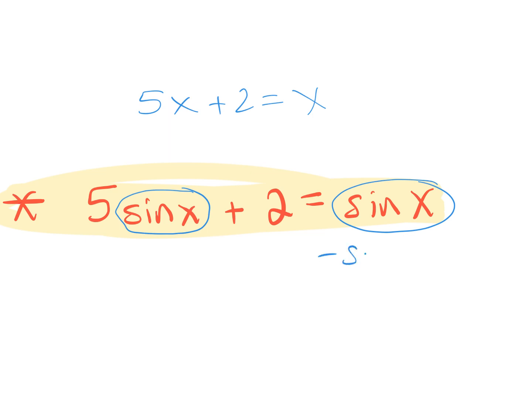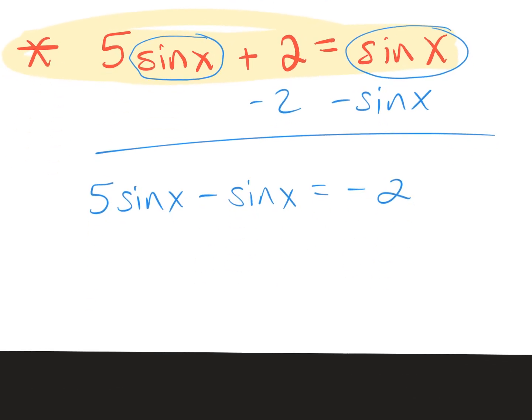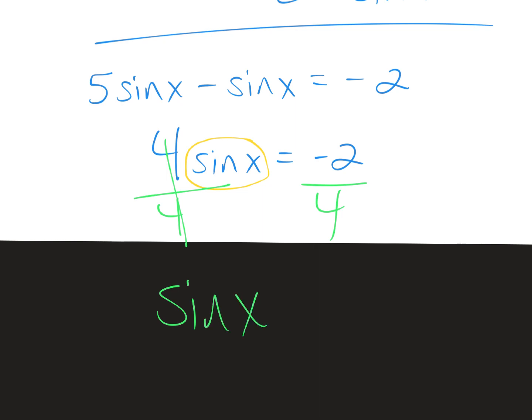I'm going to subtract sine from both sides, and I'm going to subtract the 2. We'll do it at the same time. So I have 5 sine x minus sine x equals negative 2. What is 5 of something minus 1 of something? 4 of somethings, right? So 4 sine x equals negative 2. You're trying to get your trig function by itself. What do I do? Divide both sides by 4. So you have the sine of x equals what?